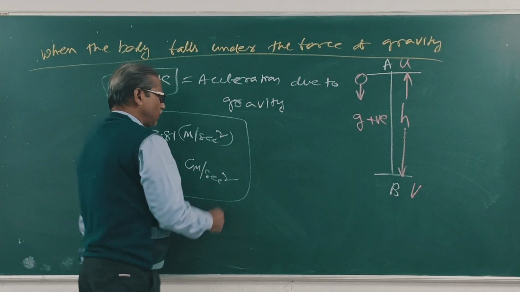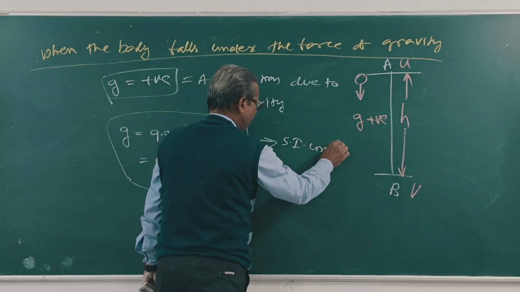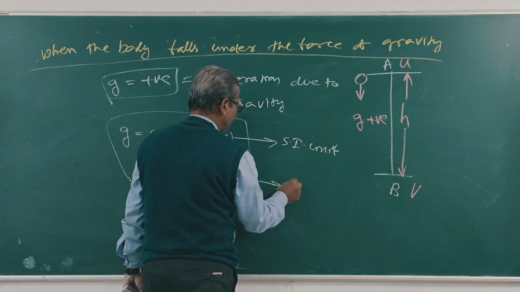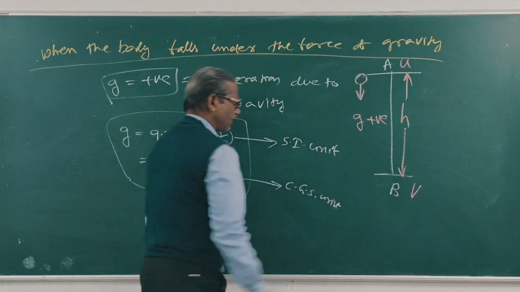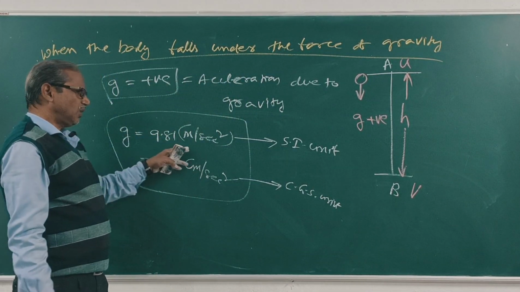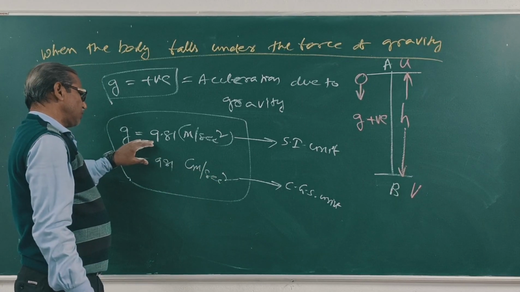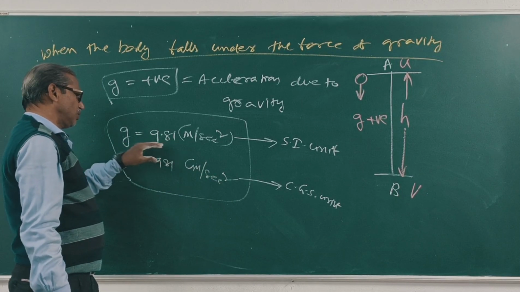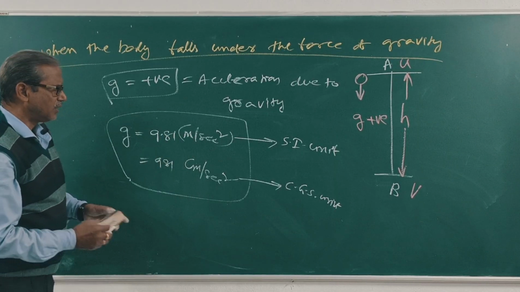So this value is considered always. This is the SI unit, this is the CGS unit. Clear? So we are using SI units. In all books nowadays the SI unit is running. So I will use this value, g is 9.81 meter per second square. Clear?